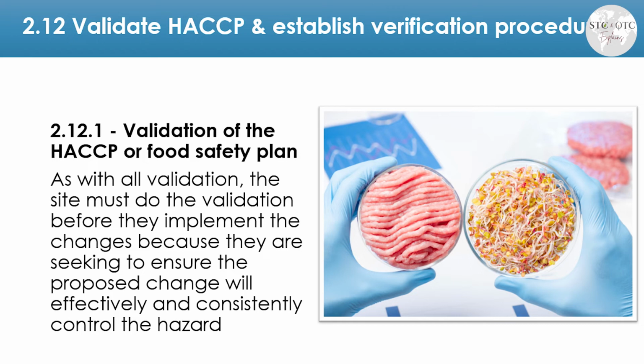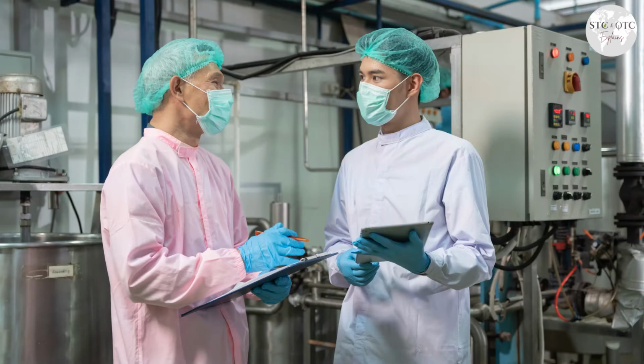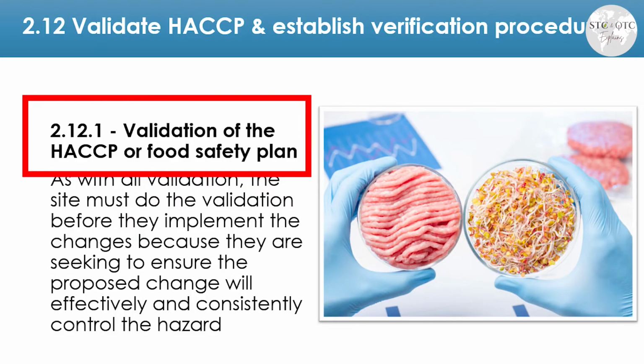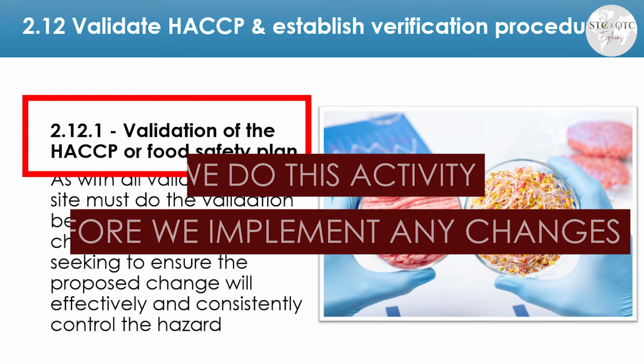So when we look at the validation of the HACCP plan, it is in fact collating together all those individual validations as well as taking evidence of all those verification activities that we've been doing, as well as looking at how the product has been performing and collating all of that evidence into an overarching validation activity that gives us confidence in our product. Now, in 212.1, this is essentially saying that we need to do this activity before we implement any changes. So obviously when something's new, we validate it.